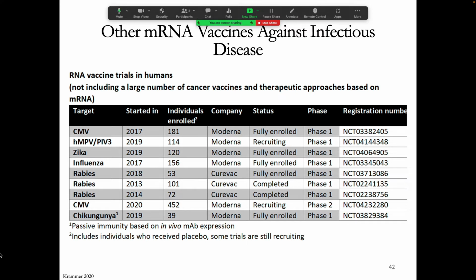So the question that will often come up here is, okay, so if there has been a rabies vaccine in trials with mRNA vaccines since 2013, why is it that the first mRNA vaccine that we ever received is the SARS-CoV-2 vaccine? What took so long? Why haven't there been all of these other mRNA vaccines around? And the real answer to that is money.